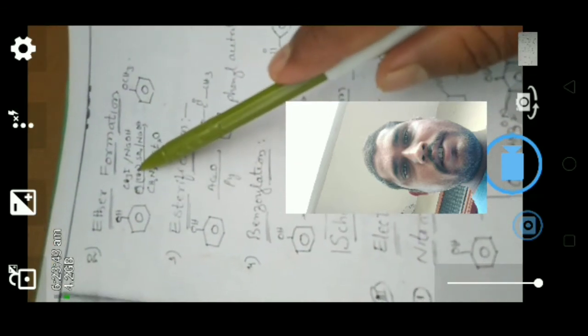The second reaction is ether formation. Phenol, when reacted with methyl iodide in the presence of a strong base like sodium hydroxide, or dimethyl sulfoxide in the presence of a strong base, or diazomethane in the presence of diethyl ether, gives anisole, an ether. So this is the ether formation.